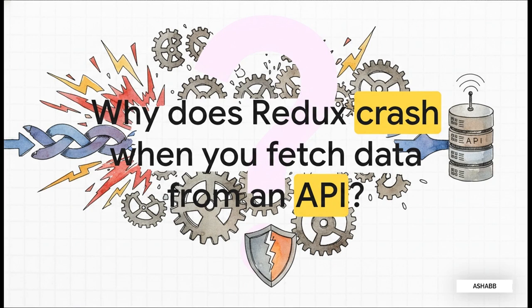So this is the big question, right? Why does this powerful state management tool that we all rely on just seem to fall apart the second we ask it to do something as normal as an API call? You'd think it would just work, but there's actually a fundamental conflict happening under the hood.